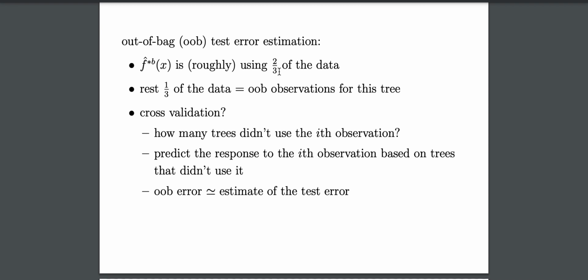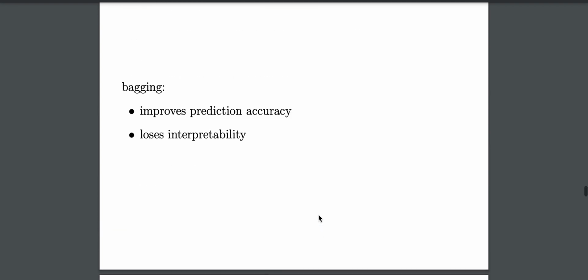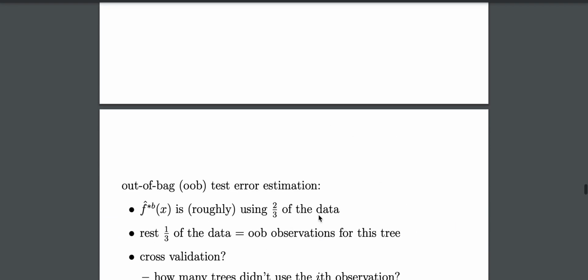So for each observation, there are roughly B over 3 trees that are not using that observation. We can use the prediction of those trees and then compare it with the observation we have to estimate the test error. So the out-of-bag test error is, roughly speaking, a good estimate of the test error. That's something we like.